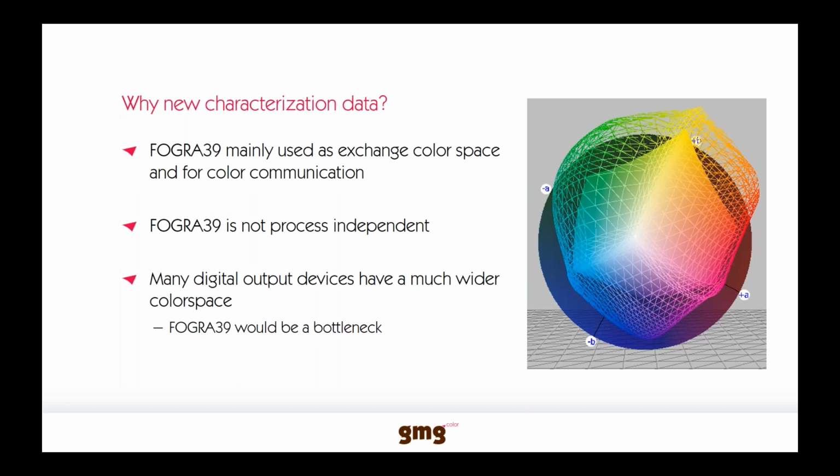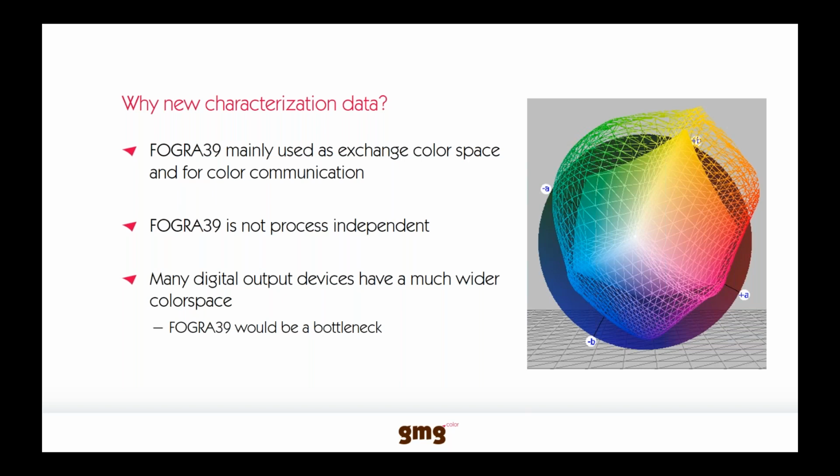So the need for FOGRA53 is there because today, especially in Europe, FOGRA39 is mainly used as an exchange color space. So when the output condition is not known, FOGRA39 is used as proof, as output intent, as image color space, whatever. So color communication and color exchange is done with FOGRA39. But the problem is FOGRA39 is not a process-independent color space. FOGRA39 describes offset printing according to ISO 12647-2.